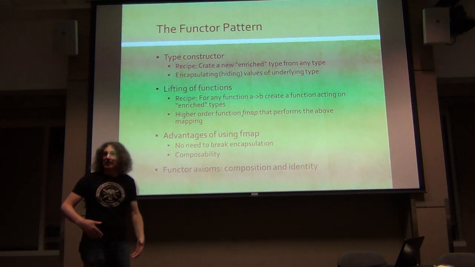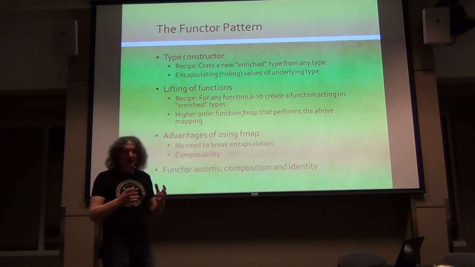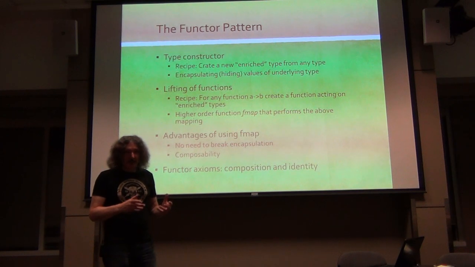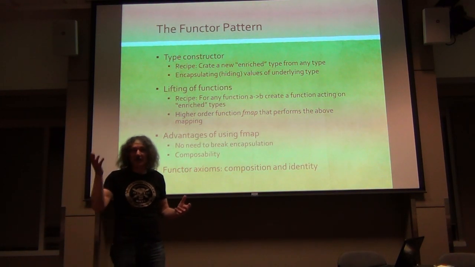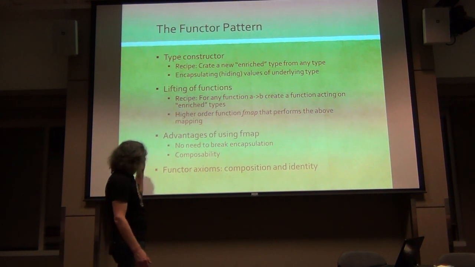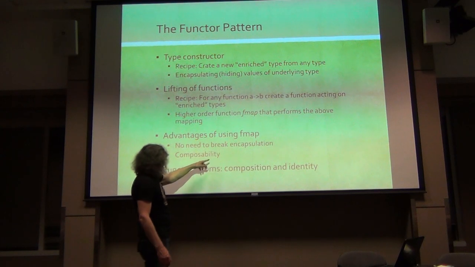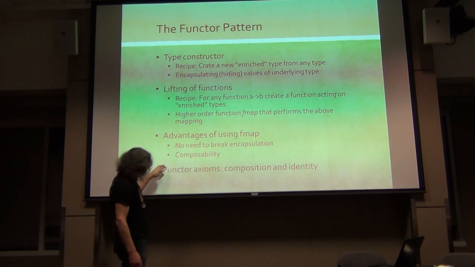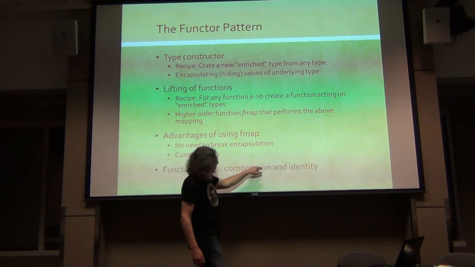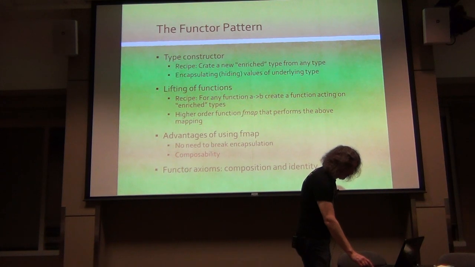You have a library of functions that operate on normal values, and you suddenly introduce your new enriched values, and you would think, okay, now I have to rewrite the whole library to work on enriched values. No, you don't have to. You have fmod, you just apply fmod to it. And they are composable, as I showed you. There are some functor axioms of composition and identity. I won't be going into them because of lack of time. These are interesting things.